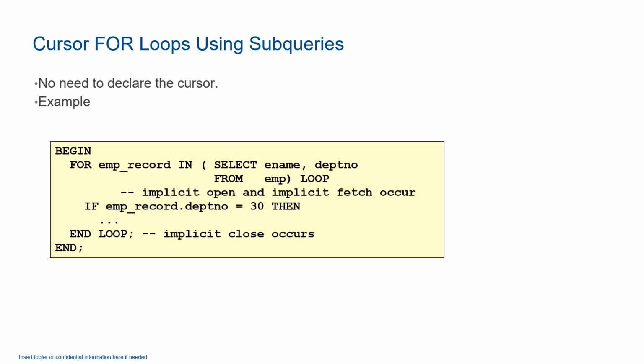Select employee name, department number from employee, and then loop. If employee_record department number is 30, then write some logic, and then end loop. It will implicitly close the loop whenever we write end loop. So this is the advantage of for loops.